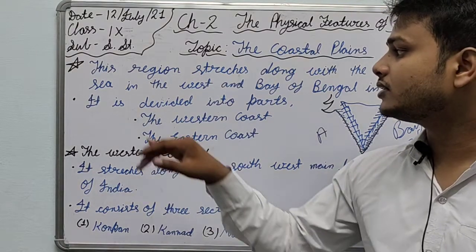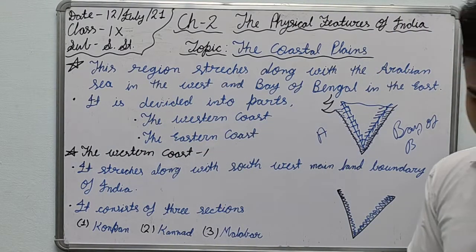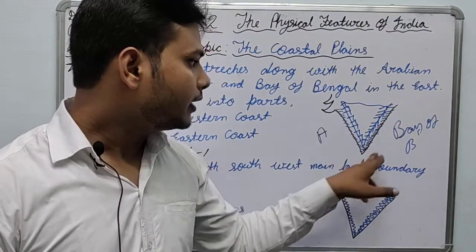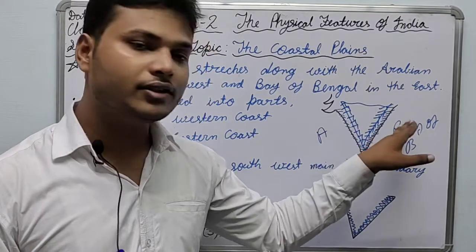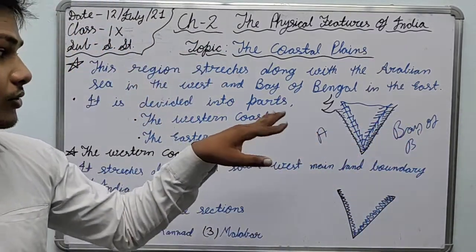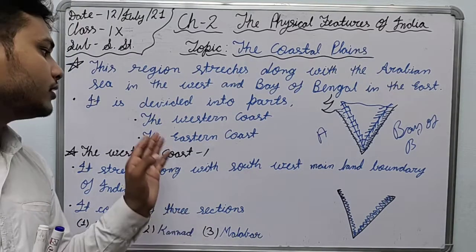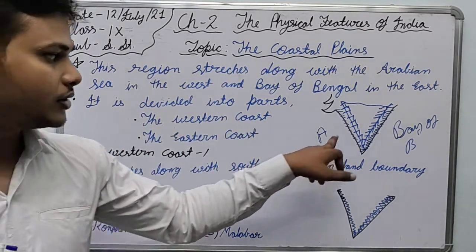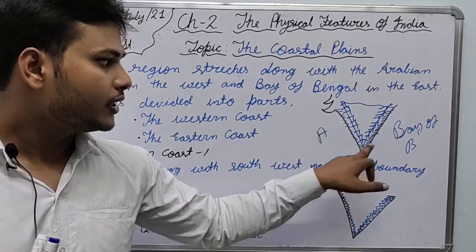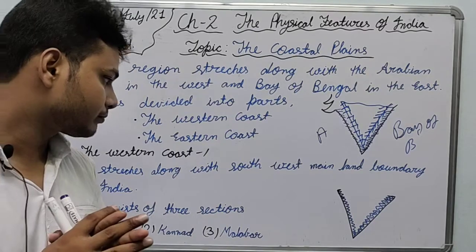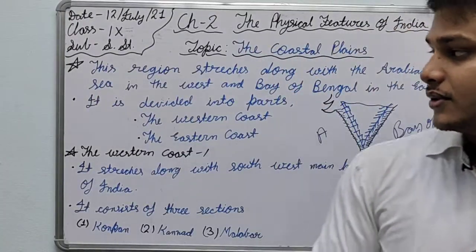Fine. The next point is that it is divided into two parts. As you can see, the coastal region is made up of two regions, in the west and in the east. So on the basis of these directions, it is divided into two parts. The first one is known as the western coast, and this is the eastern coast, that is the second portion. Fine, I hope this is visible to you all.